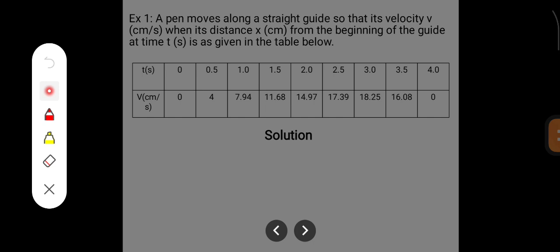Example 1 says a pen moves along a straight guide so that its velocity v in centimeter per second when its distance s in centimeter from the beginning of the guide at time t in seconds is as given in the table below. So we have a value for t and a value for v. So this t is like our s and v is the function y. The t ranges from 0 to 4.0.